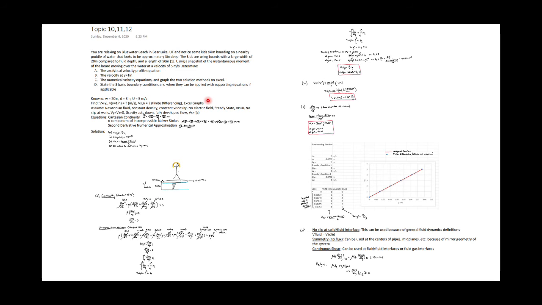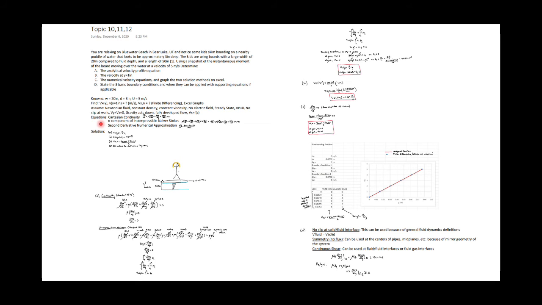We are finding and we are assuming Newtonian fluid, constant density, constant viscosity, no electric field, steady state, delta P is equal to 0, no slip at walls, Vy equals Vz, which is equal to 0, gravity acting downward, fully developed flow, and Vx is not a function of z. Here we are showing the Cartesian continuity equation, the x component of incompressible Navier-Stokes, and the second derivative numerical approximation equations.